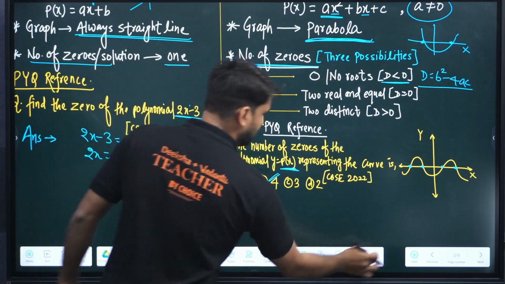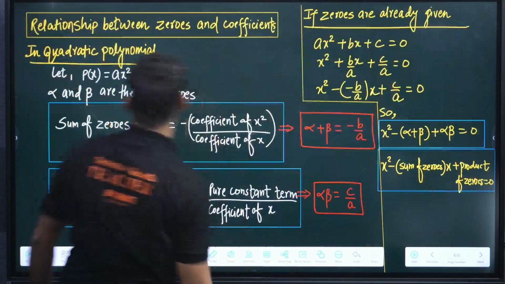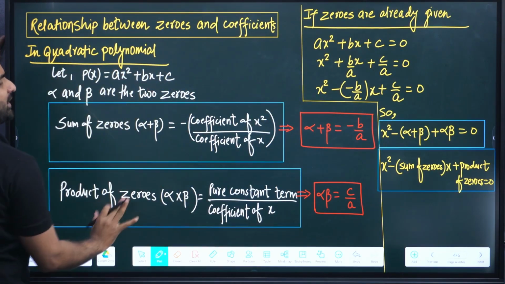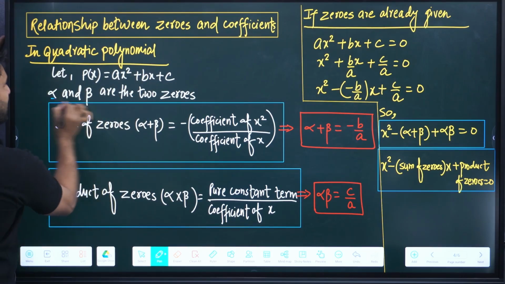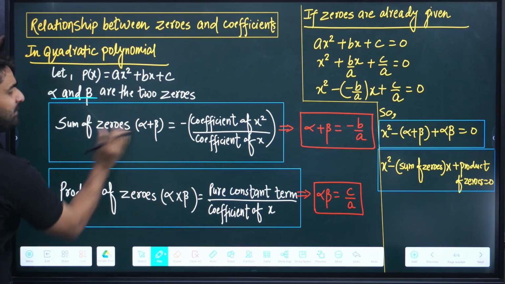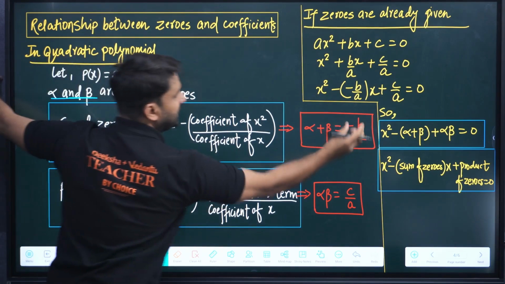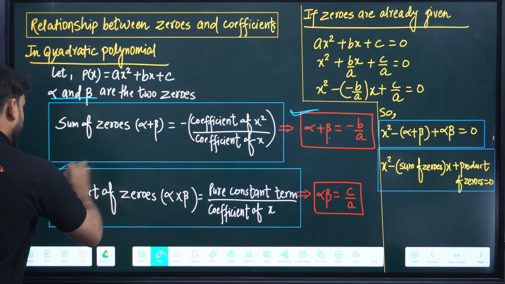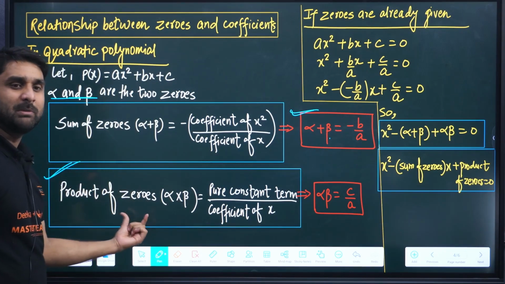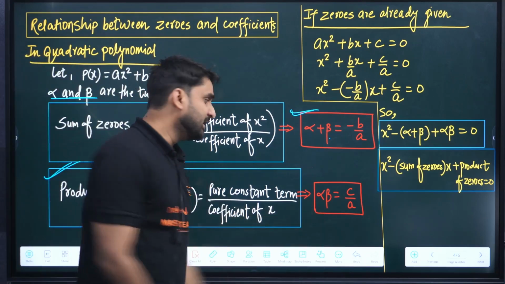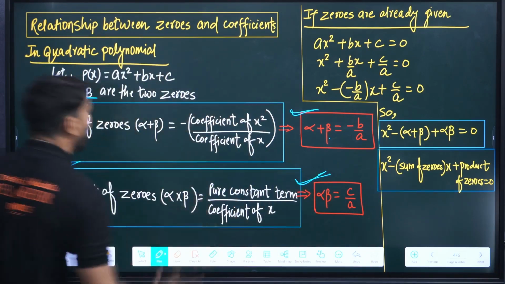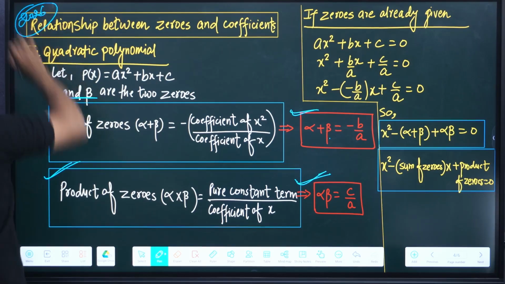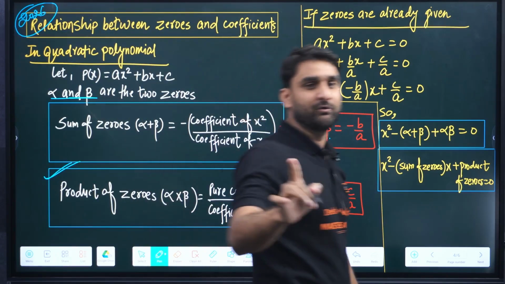Now moving to the next part, the relationship between zeros and coefficients. My dear, if this is a quadratic equation and alpha and beta are the zeros, then alpha plus beta is equal to minus b by a. This is very important. The sum of zeros is minus b by a. Similarly, if we multiply the zeros, the product of zeros is equal to c by a. This is very important, my dear. One of the most important portions for board 2026. This is the most important portion for your board 2026.